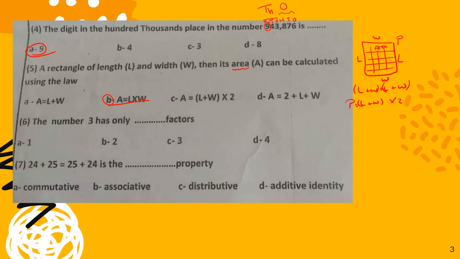Okay? The number 3 has only how many factors? Let's remember. The number 3 is a prime or composite. مثلا أنا مش فاكر. Prime means what? I can't divide by anything except myself and the 1. And the composite means what? I have more than 2 factors. So the 3 is what? Yes, it's a prime number. So it has how many factors?